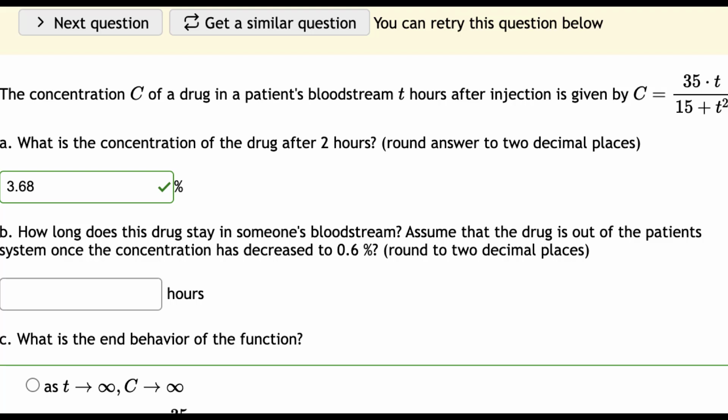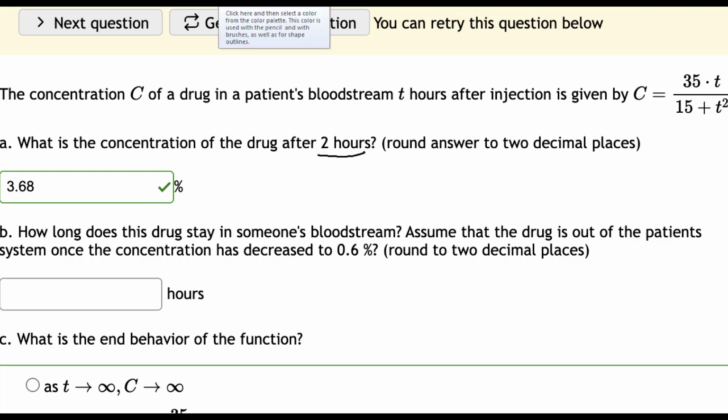This is from 10.1, number 4. A student had some questions about this problem. The concentration C of a drug in a patient's bloodstream T hours after injection is given by C equals 35 times T over 15 plus T squared. So what is the concentration after 2 hours? It looks like the student got that one correct.